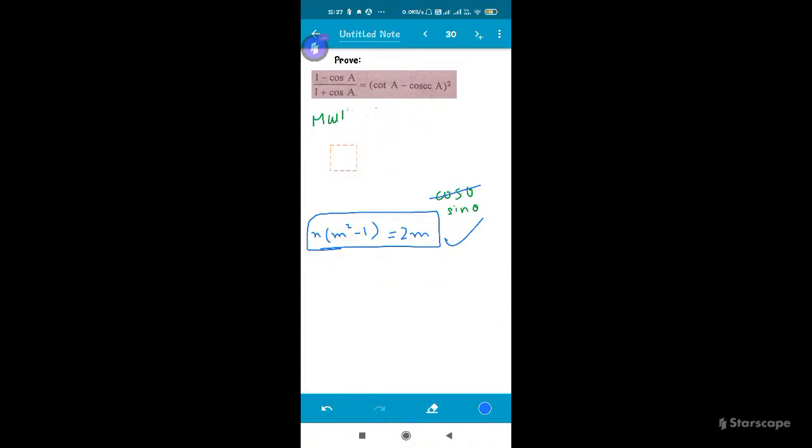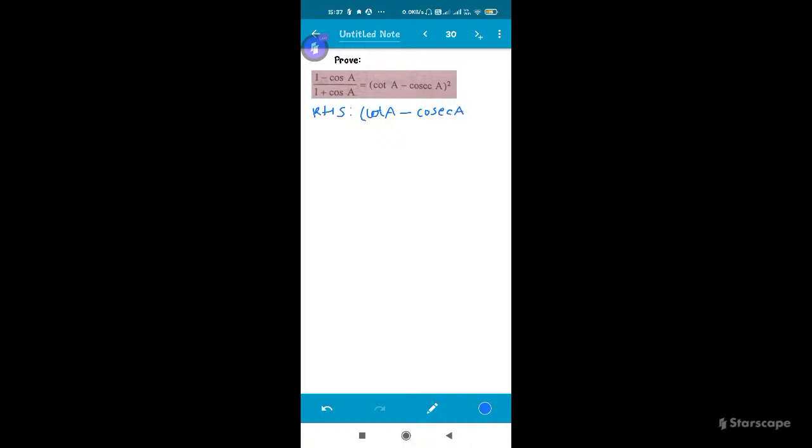So we have to prove that 1 minus cos A by 1 plus cos A is equal to cot A minus cosec A whole square. So we are going to start with the right hand side in this case, because we see that in the right hand side we have cot, we have cosec, we have square, we have so many things going on. So we are going to start with the right hand side in this case. So RHS: cot A minus cosec A whole square.